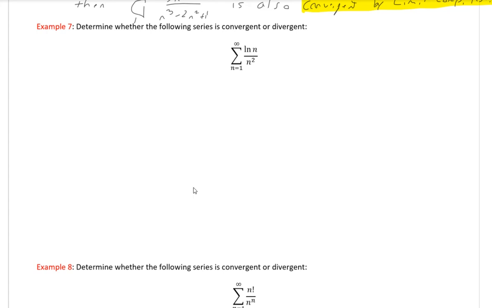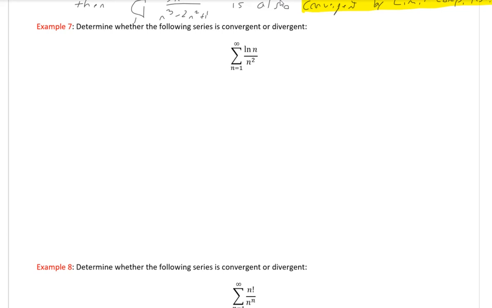Alright, with ln n, or natural log of n over n squared, there's a couple different things you can try. Maybe you can do this with an integral test, because we see natural log of n. You would probably have to do integration by parts. But we're going to try to do this with the limit comparison test. Now, I'm not exactly sure how this is going to evaluate, so I'm going to do some testing.